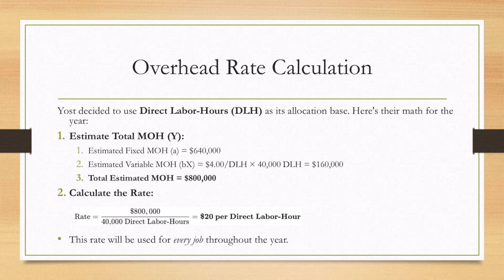To get the rate, they divide the $800,000 in estimated overhead by the 40,000 estimated direct labor hours. The result is a predetermined overhead rate of $20 per direct labor hour. This rate will be used for every single job they produce all year.